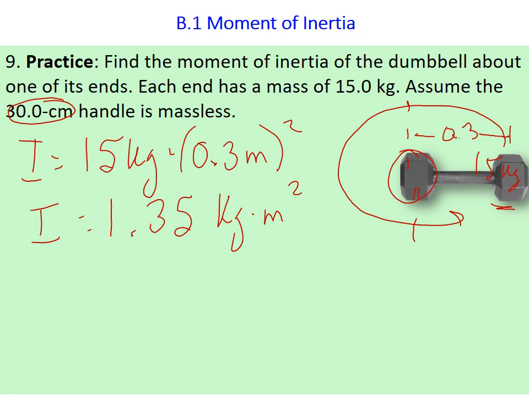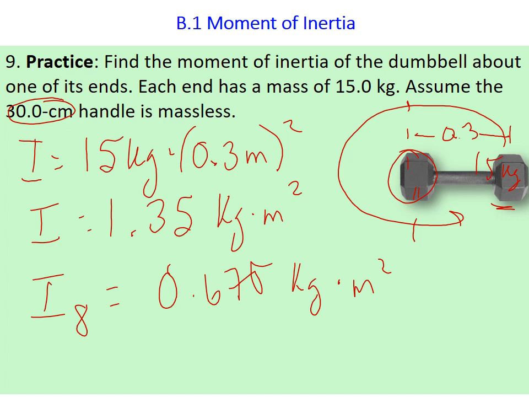Okay, now in practice problem 8, the moment of inertia was 0.675, and that was with it rotating about its center. So you can see how, because the distance from the axis of rotation is squared, it has a bigger effect on an object's resistance to a change in its rotational velocity, or its ease of rotation.